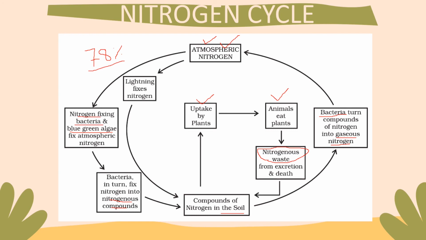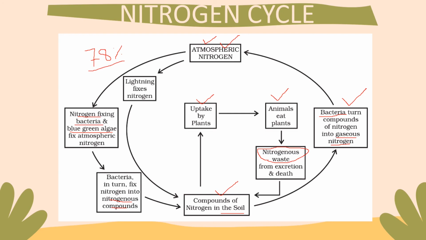Now, another cycle can be that these nitrogenous compounds, which are fixed by the blue-green algae or rhizobium, can be acted upon by certain bacteria which break them into gaseous nitrogen. They might not be absorbed by the plants but can be acted upon by certain bacteria which convert them into gaseous nitrogen, and this is again released back into the atmosphere.